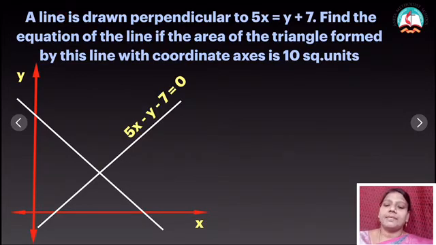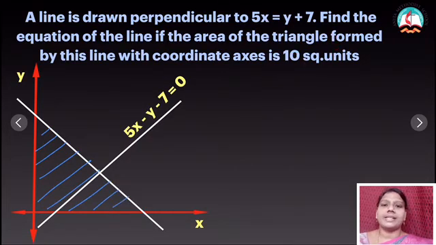A line which is perpendicular to this, but that line should touch the coordinate axes, then only we can get the triangle. So now in that triangle it is given the area of this triangle. So what is the area of the triangle? That is equal to 10 square units. That is given to us.